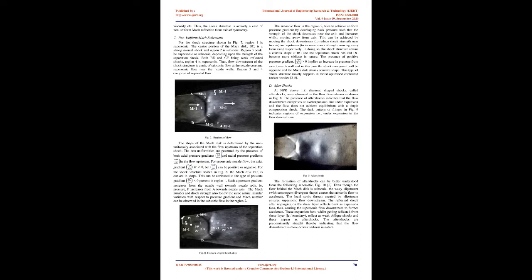B. Shock structure. At NPR above 1.5, the shock attained a complex structure called the lambda shock, as shown in Fig. 5. The lambda structure comprised the following: A, Mach disk; B, incident shock; C, reflected shock; T, triple point. Fig. 5: Shock structure.